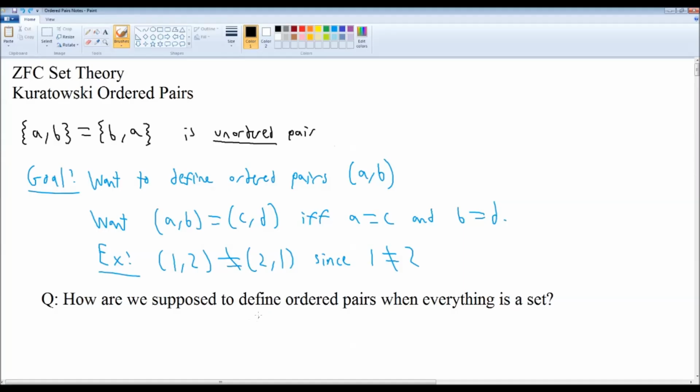But here's a question. How are we supposed to define ordered pairs when all we have are sets? Because remember, in ZFC set theory, every object of our universe has to be a set. So therefore, numbers like 1 and 2 are really sets in disguise. And so ordered pairs are also going to have to be sets in disguise as well.